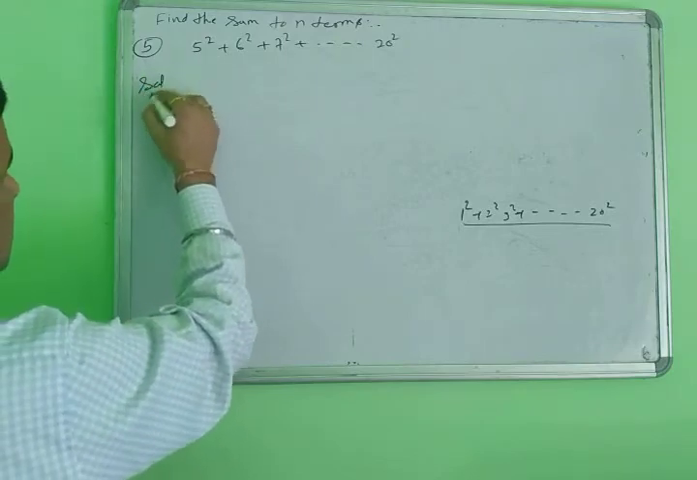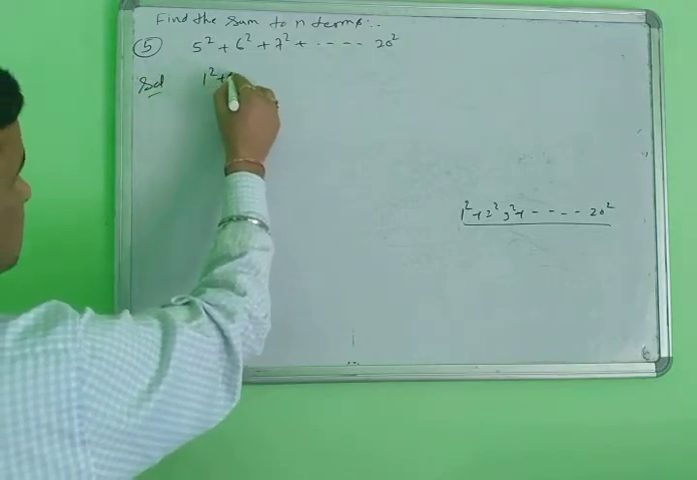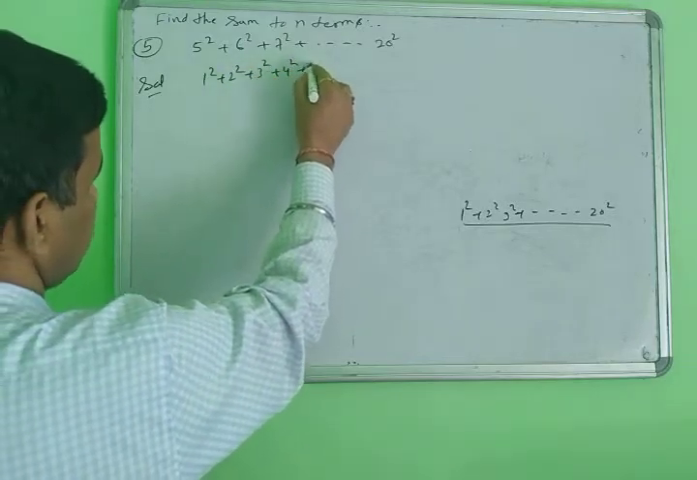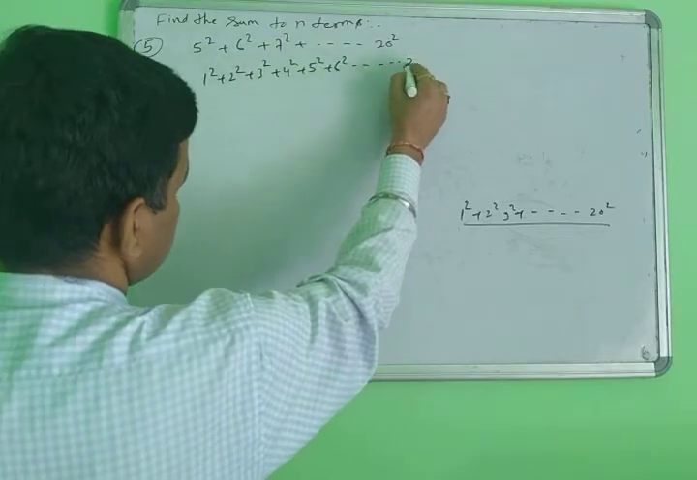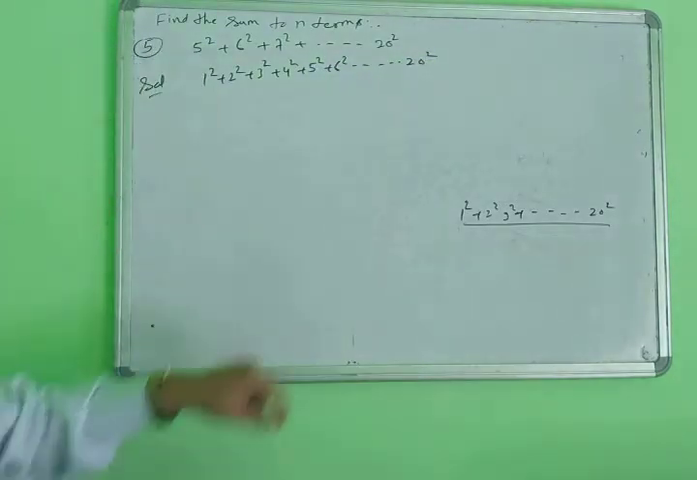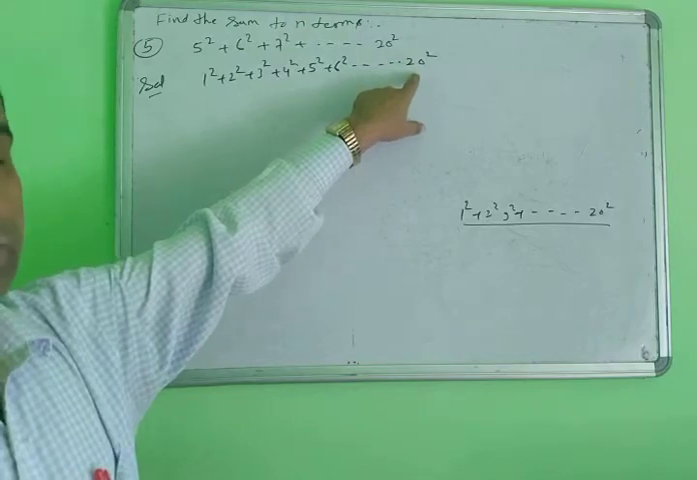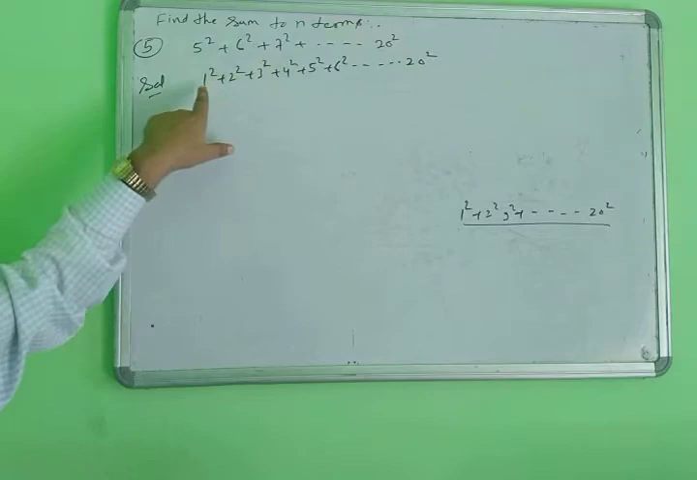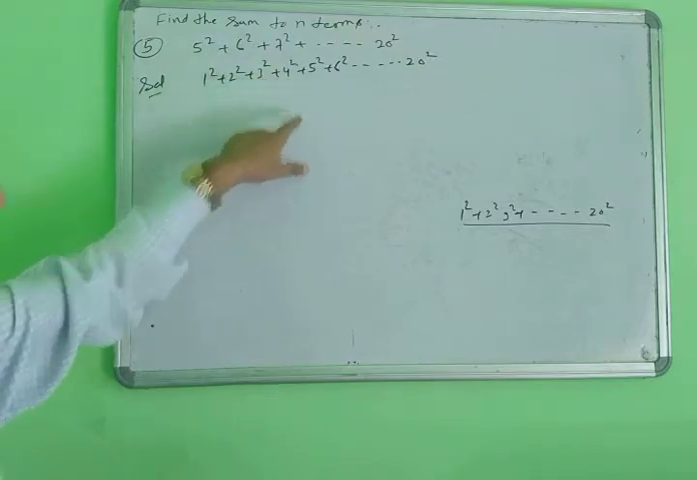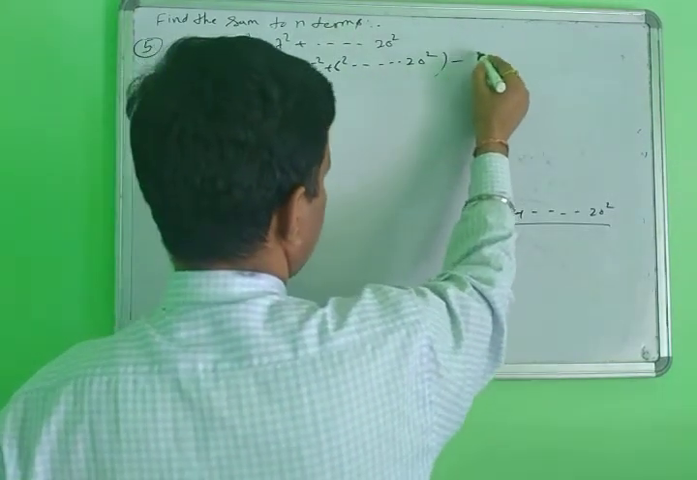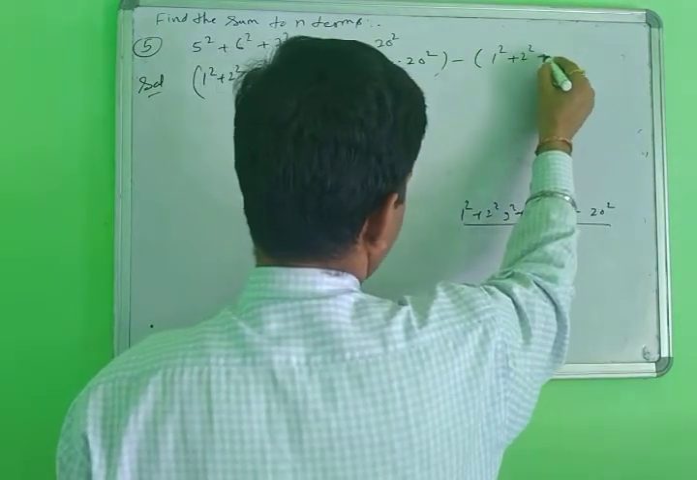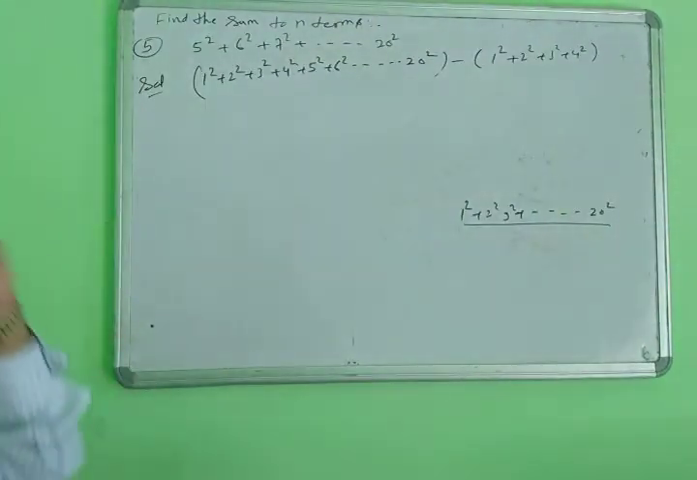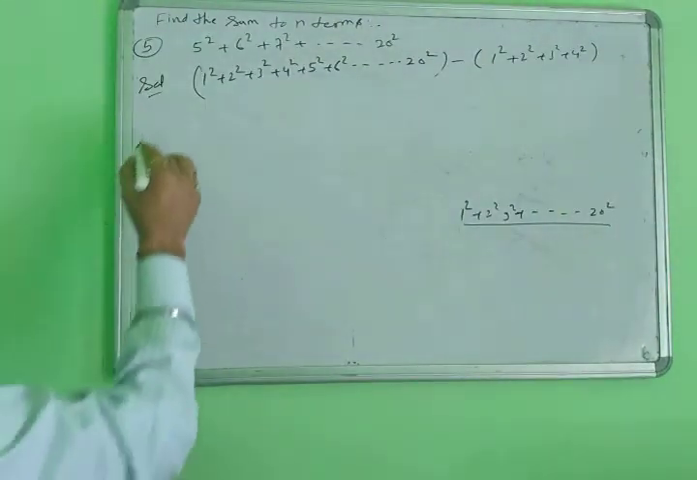Now 1 square plus 2 square plus 3 square plus 4 square plus 5 square plus 6 square and so on up to 20 square. The n term is already given, so it is not required; don't find the n term. Here you add 1, 2, 3, 4, and then you also subtract 1 square plus 2 square plus 3 square plus 4 square. So how to find this sequence?